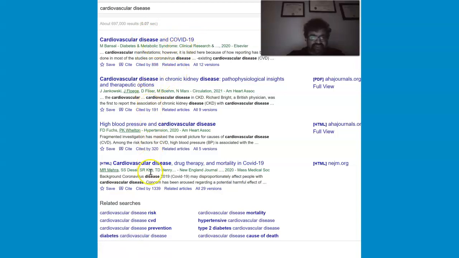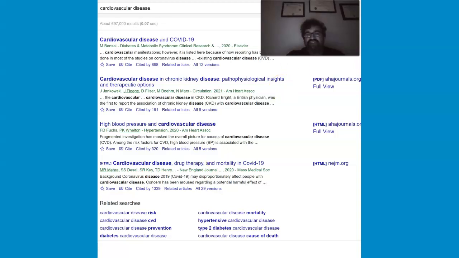So there are different ways. Again, this is cardiovascular disease, drug therapy, and COVID-19. Now, if you're not writing on COVID-19, you might want to think about it. But I think the pandemic is something that, at least in the area of chronic diseases, must be considered if we're to think about chronic diseases.